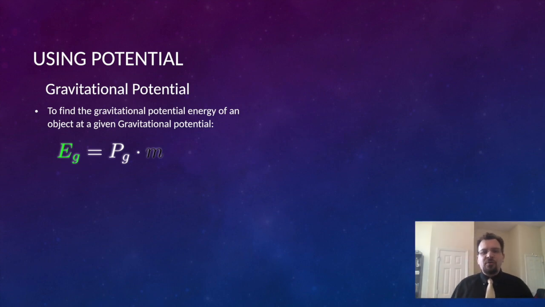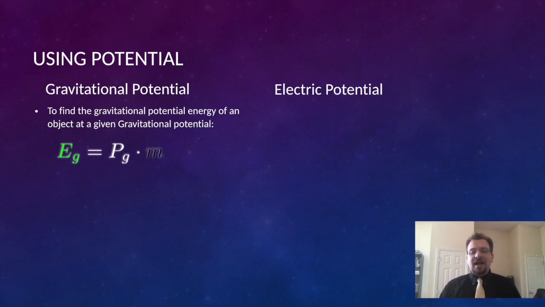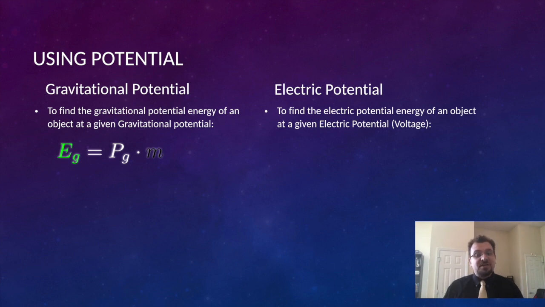So now let's see how we can use that potential that we found in the previous slides in order to find the potential energy. So for gravitational potential, you're going to multiply that by the mass, and that's going to give you that gravitational potential energy. For electric potential, it's going to be something very similar. You're going to take that electric potential, the voltage, multiply that by the charge, and that's going to give you the electric potential energy or electrical energy. Let's go ahead and do some examples with this.